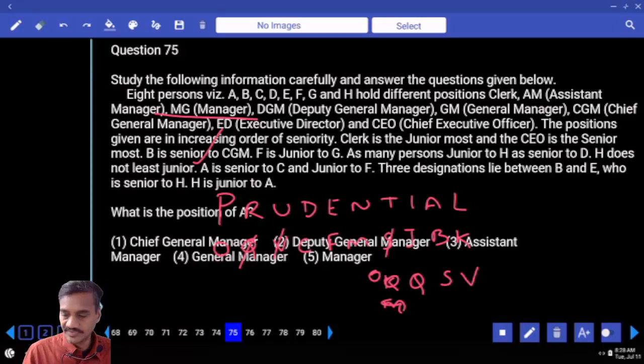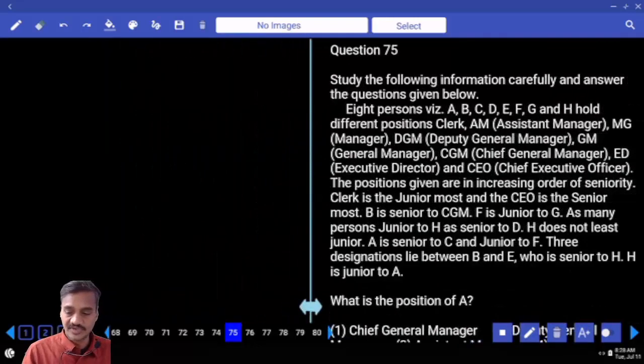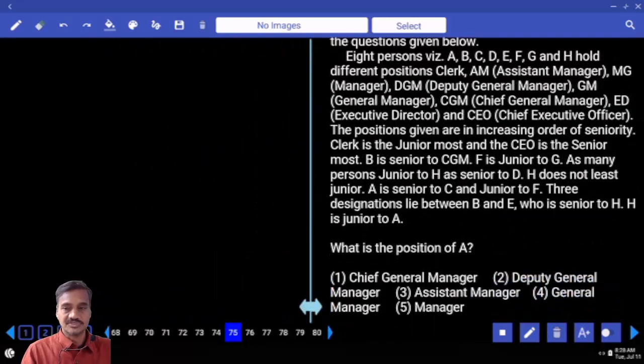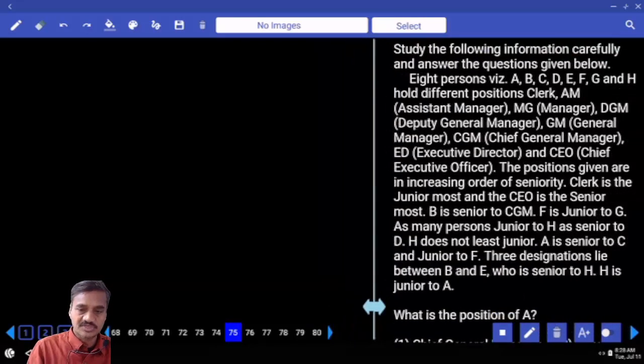Then 75. In this question number 75, there are 8 persons: A, B, C, D, E, F, G and H, who hold different positions, clerk, assistant manager, manager, and so on. These 8 persons belong to different designations here. First or second priority? Definitely under the first priority, isn't it? The order is clearly specified. And what is the order we have?